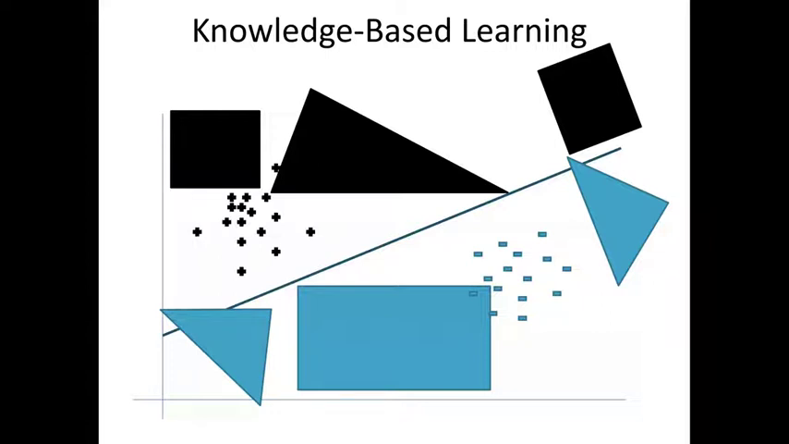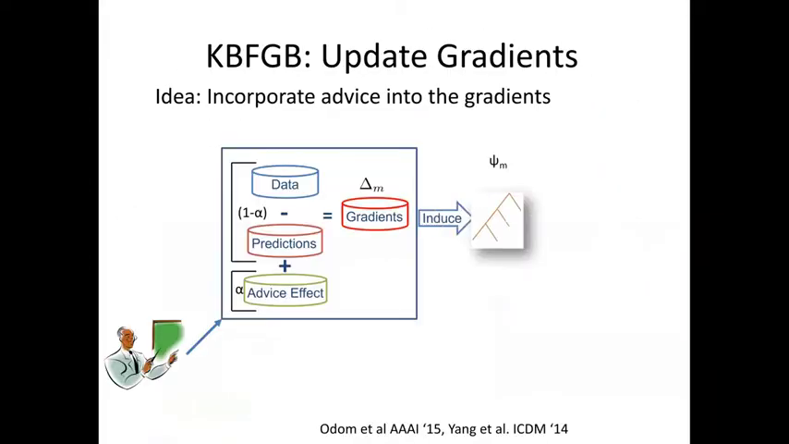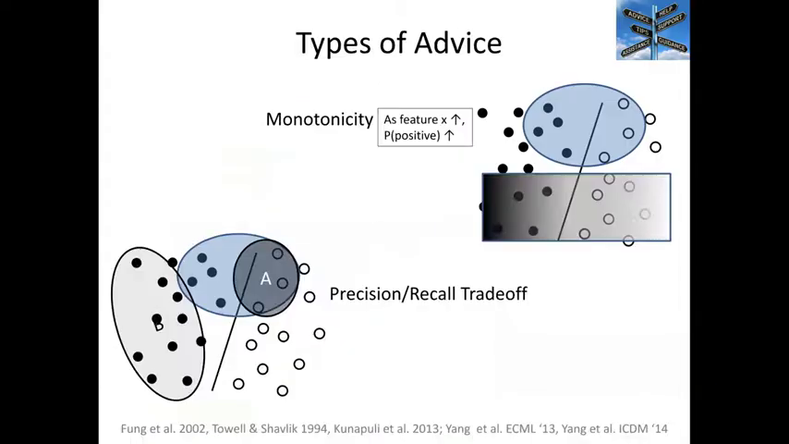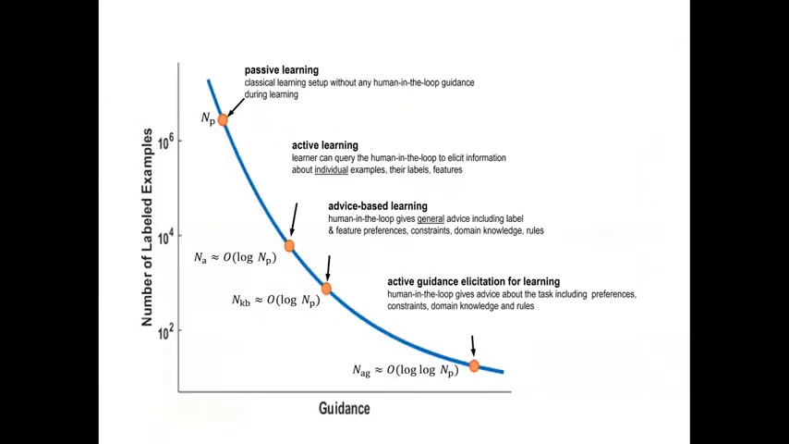And then the human could provide advice as needed. Okay, sorry, I had to go back and forth here. So the hypothesis that we had was, if you're only learning from the data, let's say you need n times p examples. That's the passive learning. So you have n examples that you need.